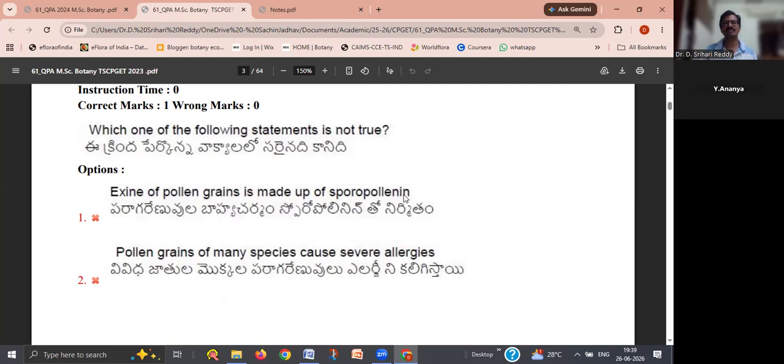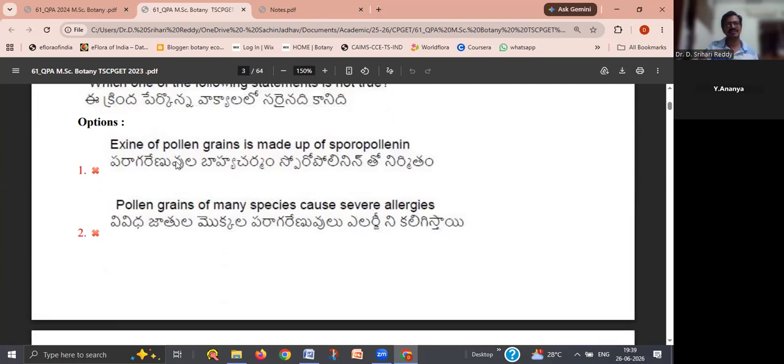Because of this sporopollenin, pollens are available even from several previous eras. The study is called palynology, that means study of the pollen from long back, okay, in other eras also. So we can find them in the several earth layers, those pollen grains. We find them as the shells. Okay, so that is one. Next, that is the right one, so we should not choose that.